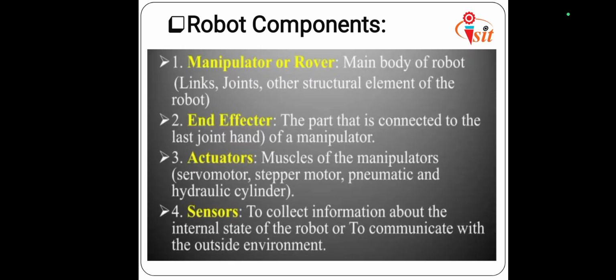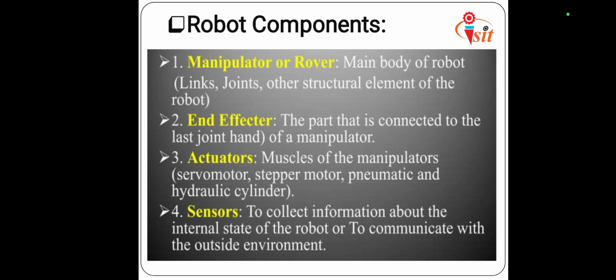Robot components, as we have discussed. So the first component is the manipulator or rover. Manipulator of a robot is one of the main bodies of the robot. It consists of links, joints, other structural elements, etc. This is an important component from where we obtain work. Second important component is the end effector. End effector is the part which is connected to the last joint, that is the hand of the robot. In other words, we can say that the hand of the robot is the end effector.